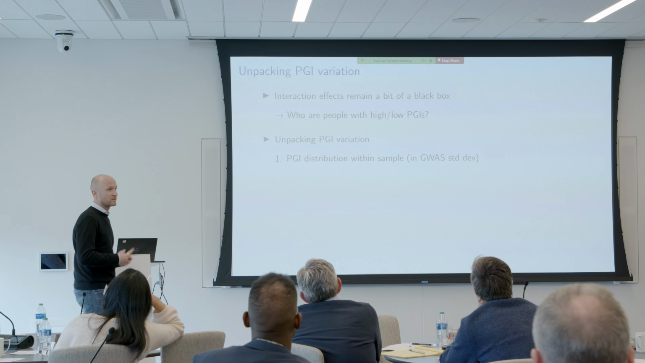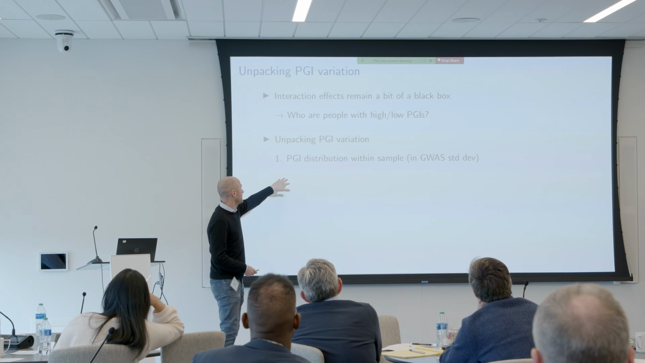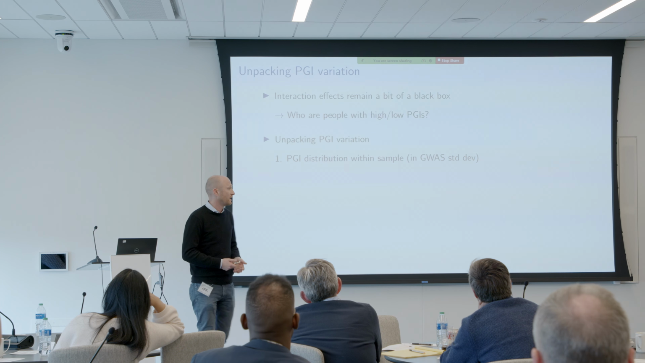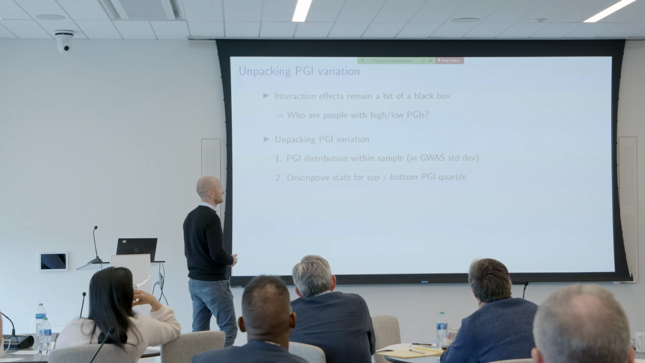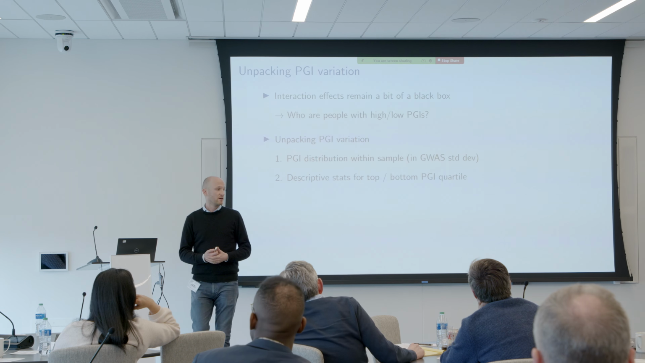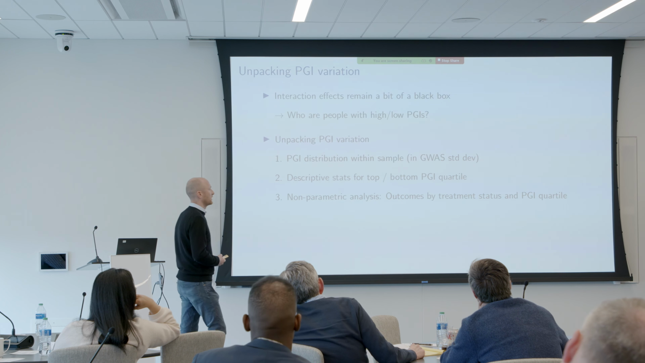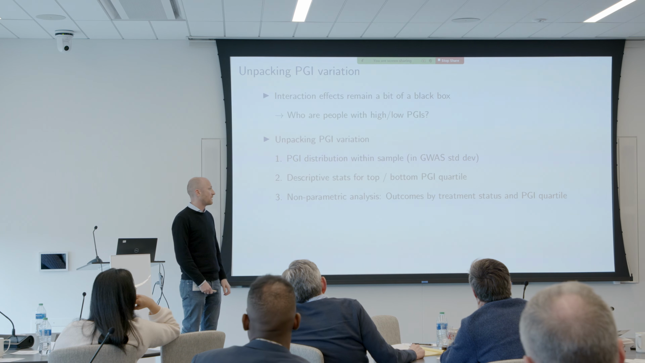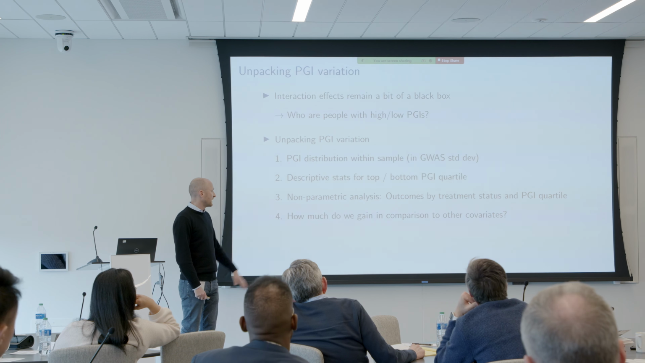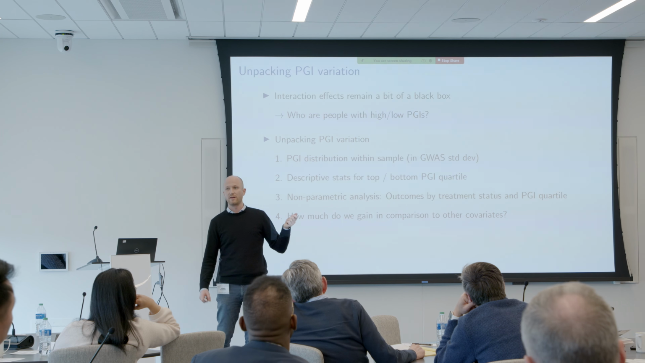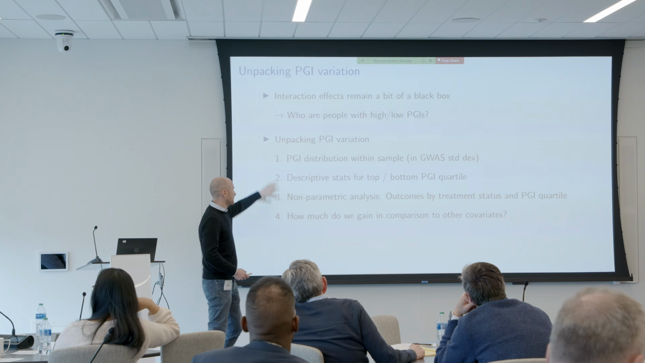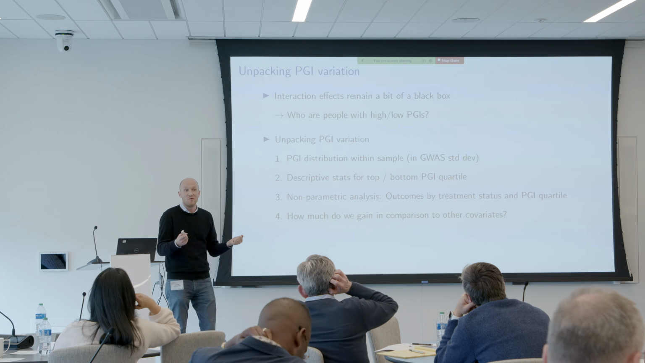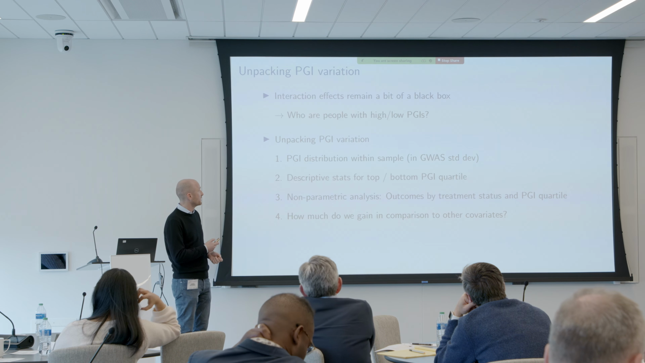In general, it would be useful to show the PGI distribution within the sample in terms of population-wide standard deviations. What are the type of scores or indices that we see there? Then show descriptive statistics for the top and bottom index quartiles to learn who these people are, and show the treatment and control effects in a non-parametric way, plotting by index quartile. And finally show how much we actually gain in comparison to other covariates in forming new subgroups. This is a lot of tables, a lot of stuff, but at the same time, if you want to learn more, maybe a little less is more, before we understand what's going on at the bottom of it.